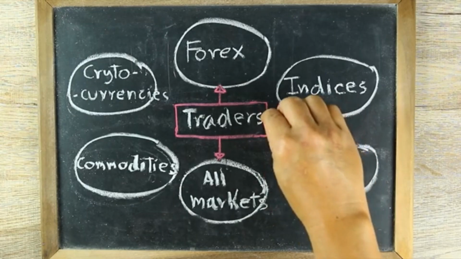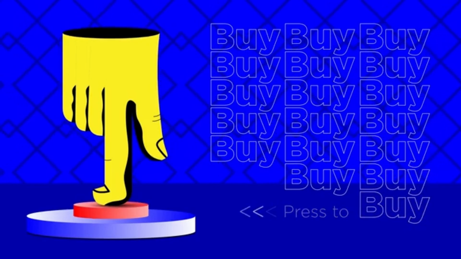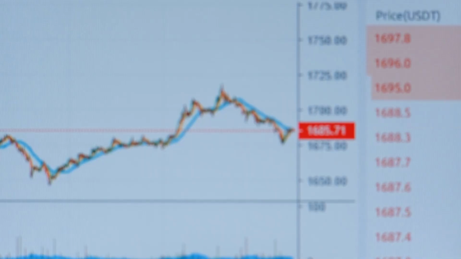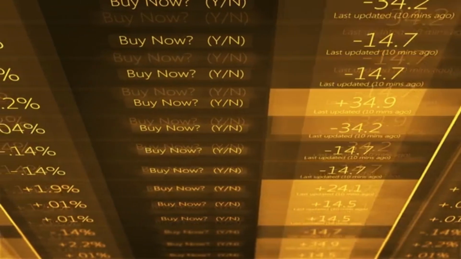Let me be clear, liquidity traps do not mean the market is evil. They mean the market is structured. Price must move where orders exist. The mistake retail traders make is thinking, price should respect my level. Price doesn't care about your level. Price cares about liquidity.